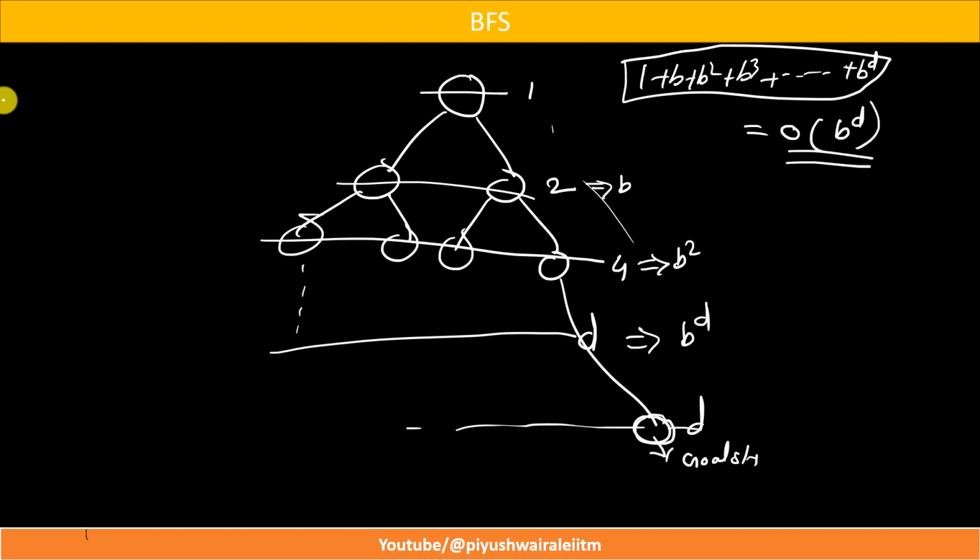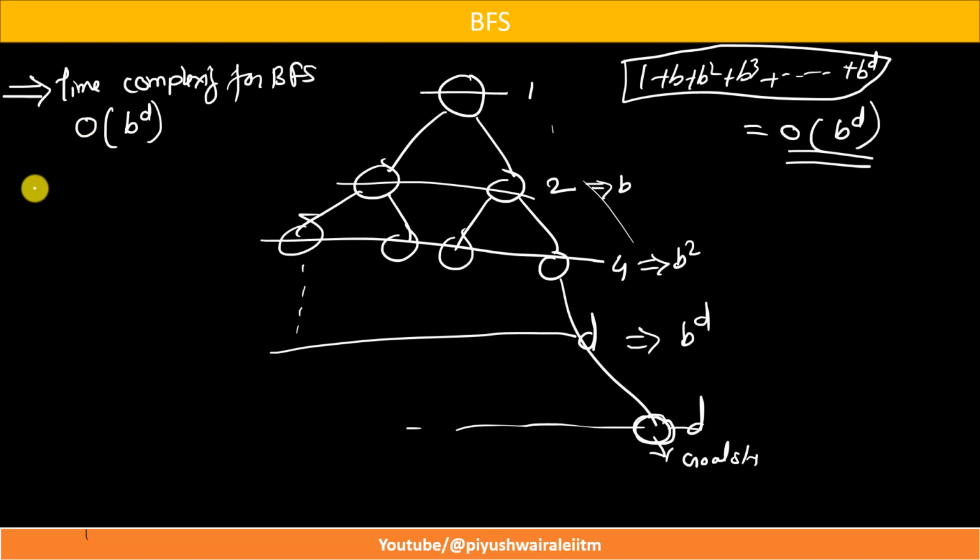So what can we say about the time complexity? This is a very important thing. Time complexity for BFS is order of b to the power d in the worst case. Similarly, if our node is present at the extreme right end, then it has to explore all the nodes. In that case, the space complexity is also order of b to the power d. So in the case of BFS, both time and space complexity are order of b to the power d. Please remember this, it is a very important point.